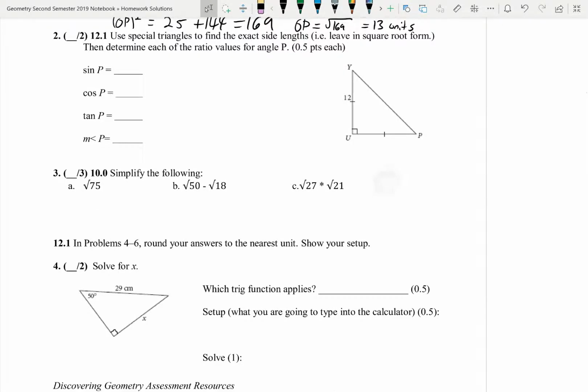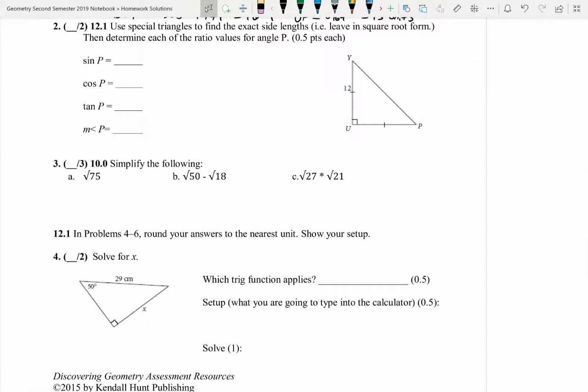All right. So in this one here, use special triangles to find the exact side lengths and leave it in square root form. Then determine each ratio values for angle P. So this is an isosceles right triangle, meaning these are both 45 degrees. And that's going to make this 12, and then this 12 root 2.